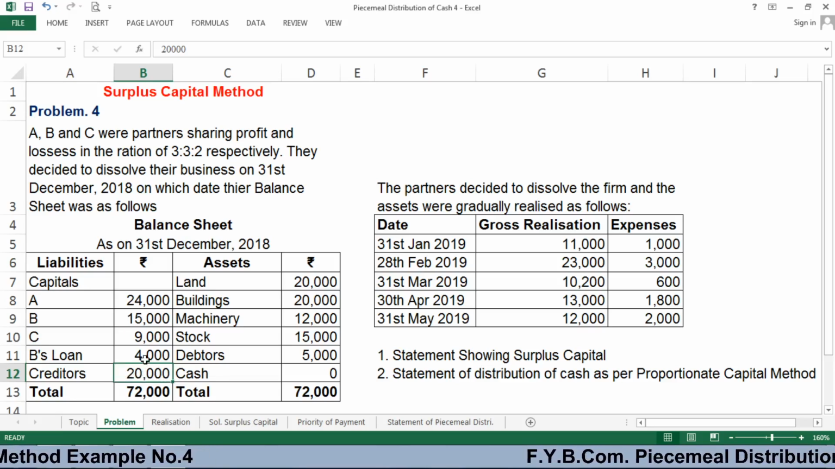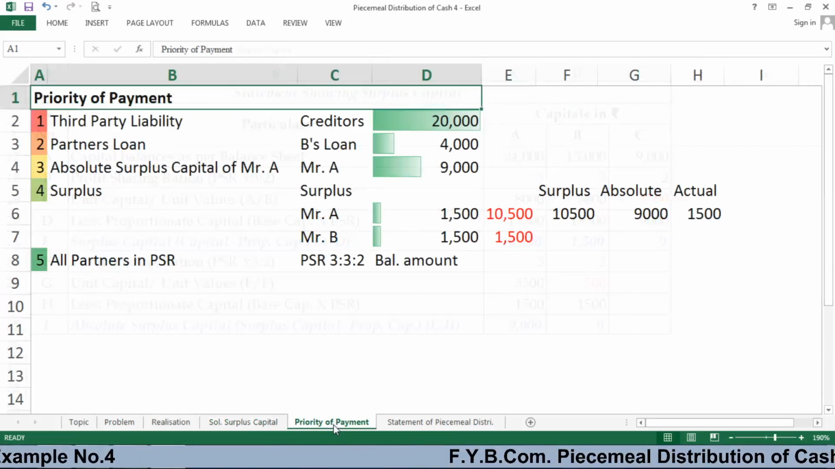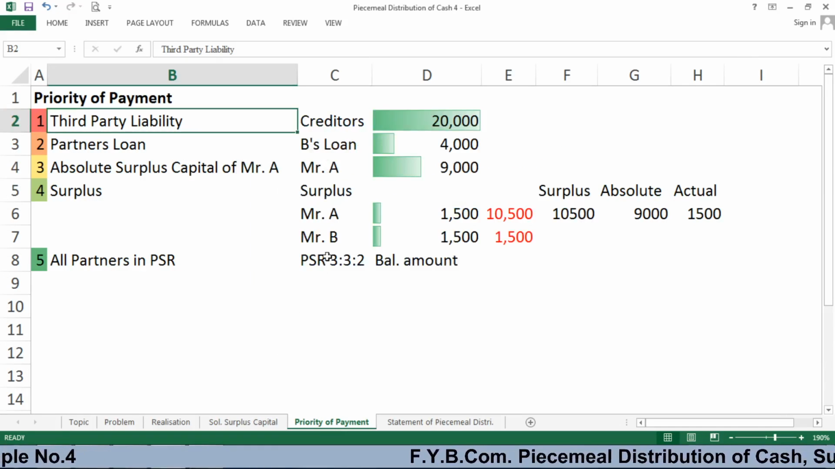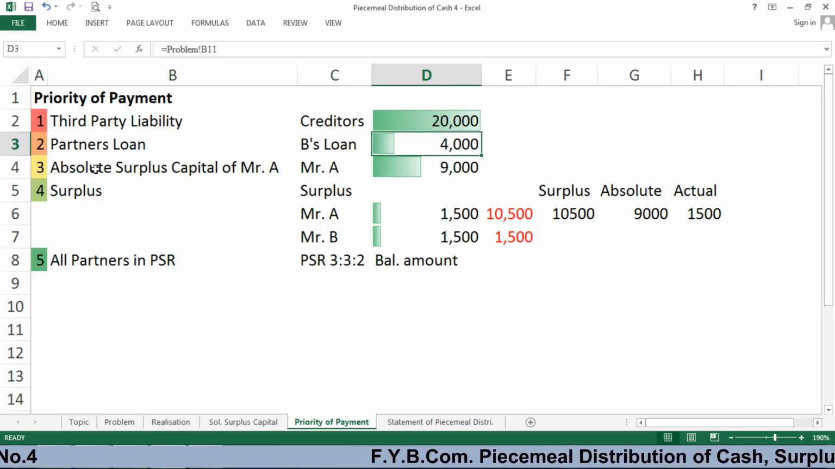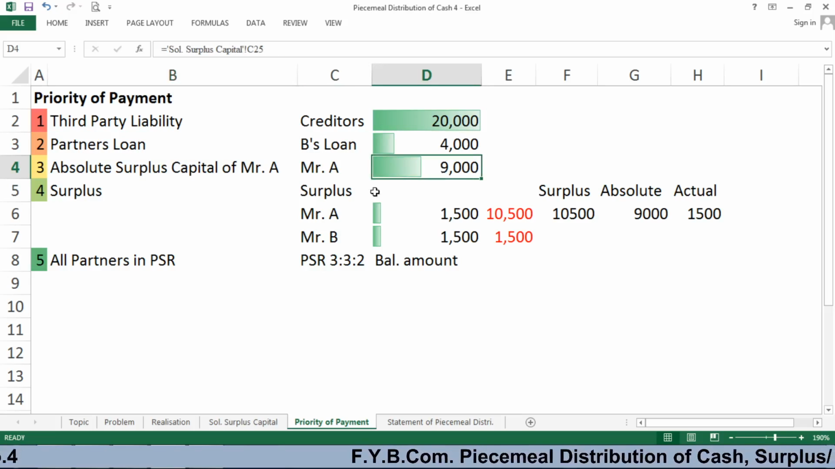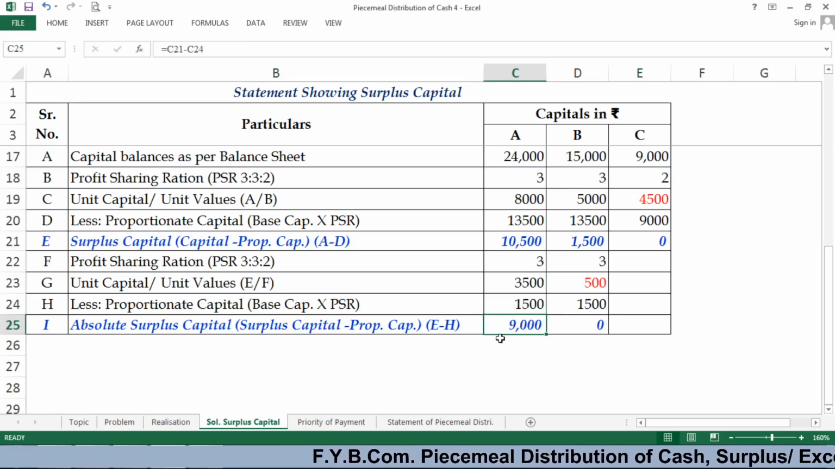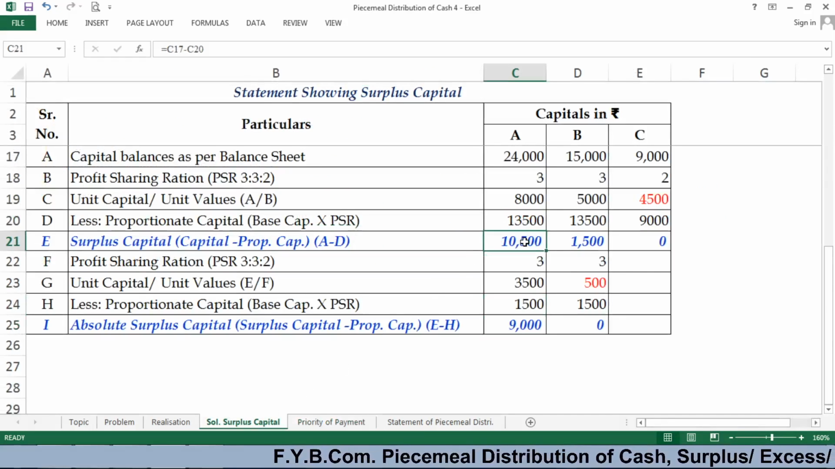After the payment of creditors, we can pay Mr. B his loan of rupees 4,000, and after that we will pay an amount as per surplus capital method. So on a priority of payment, first of all we will pay creditors, that is 20,000. Second one is partner's loan, that is B's loan, 4,000. Third, absolute surplus capital of Mr. A, as we have found out in the statement of surplus capital, that is 9,000. After that we will pay surplus capital. In the surplus capital statement we have a surplus of A 10,500 and B 1,500.